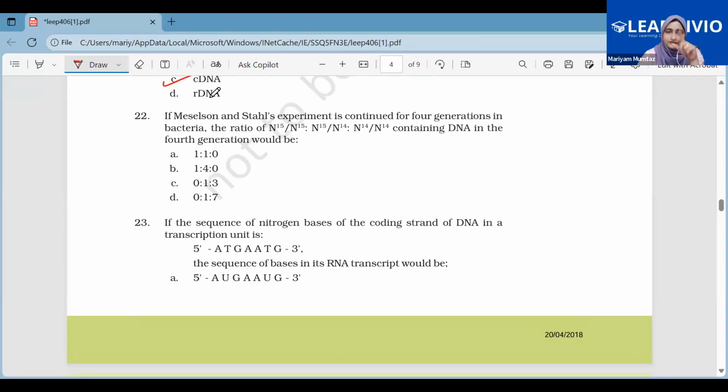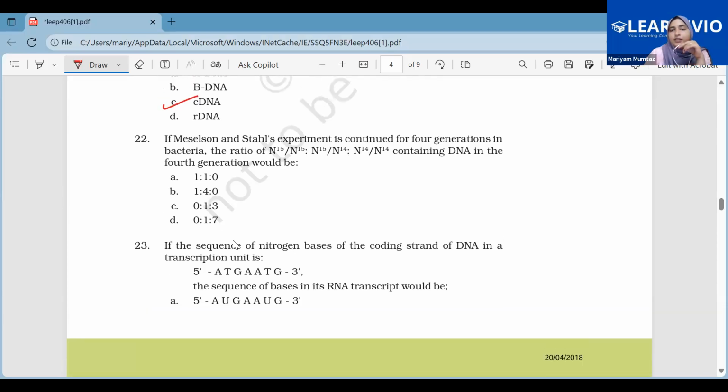Now, if the Meselson and Stahl experiment is continued for 4 generations, what would be the 4th generation ratio? I'm not sure of this one either. See, this one, because the normal nitrogen isotope was getting incorporated more and it was being observed more in the offspring, I mean in the next and next generation. So the highest would be for it. So that is why this would be the right answer. Clear?